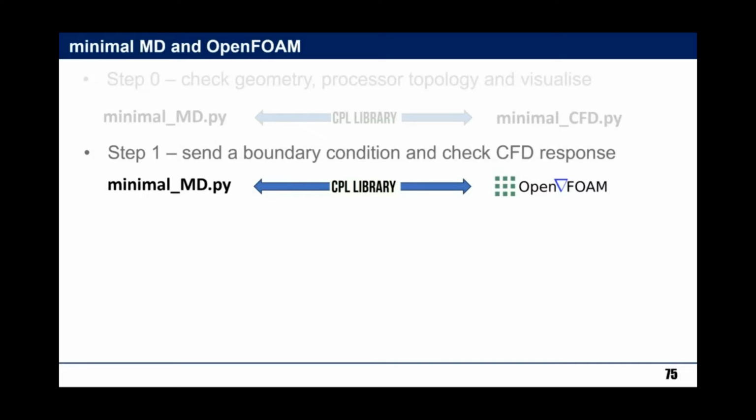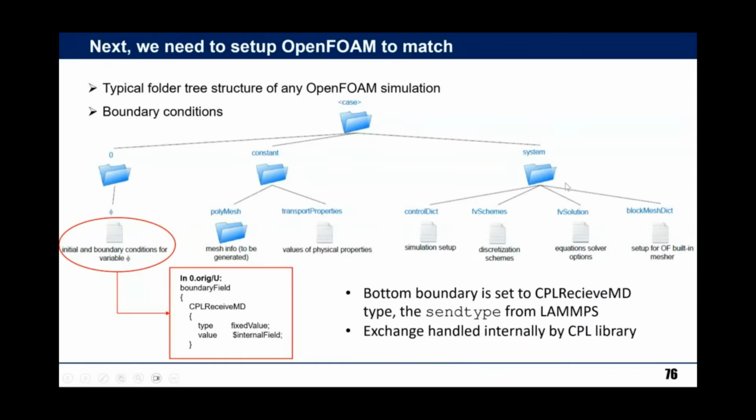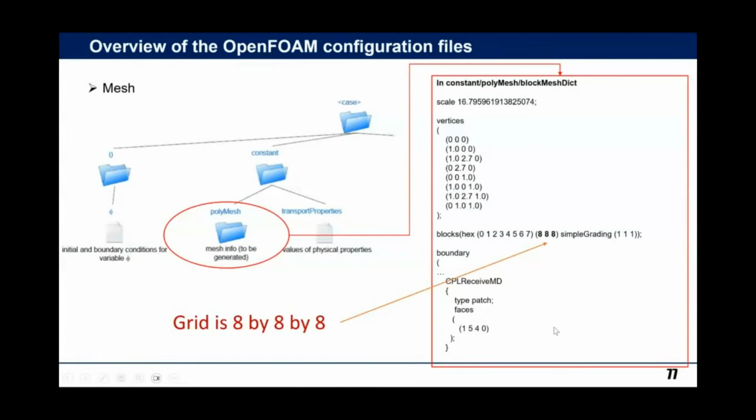Once you're happy that works as expected, you swap out your minimal CFD code for OpenFOAM. You need to set up OpenFOAM to match the same properties as your minimal CFD code. Quickly going through the things you need to set up: the bottom boundary condition just has to be set to couple receive MD, and the send type is the version that's sent from LAMMPS. Nothing else needs to be done with this. Just make sure your bottom boundary is set to the right value. The exchange is handled internally by the CPL Library for you. You need to make sure your grid is set up to the right value.